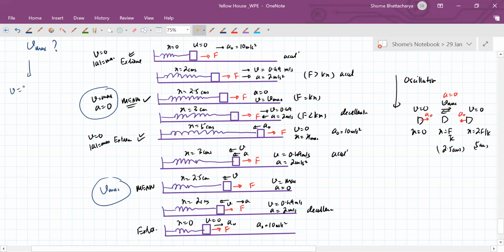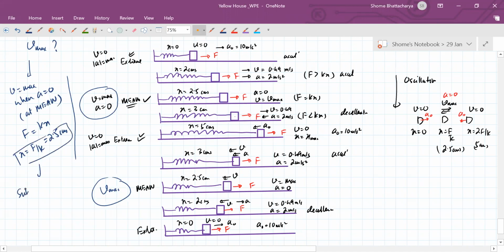So V will be maximum when A is 0. It is at the mean position. Or F equal to Kx, or x equal to F by K, which will be 2.5 centimeters. So in the work energy relation, substitute x equal to 2.5 centimeters to find V max.